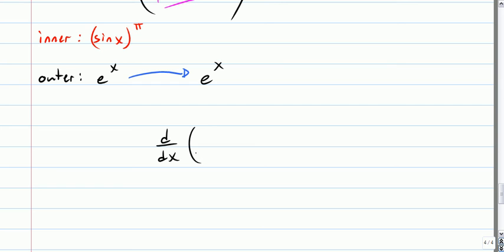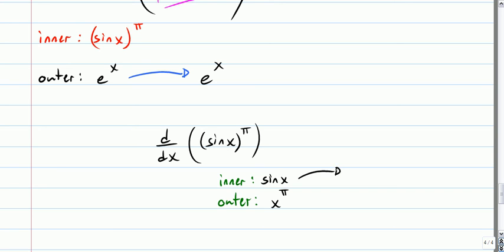Derivative of sine of x to the pi power. I'm like, well, that's a function in a function. No biggie, right? You got an inner, and you got an outer. Okay, the outer is x to the pi. The inner is sine x. The derivative of the inner is cosine x.